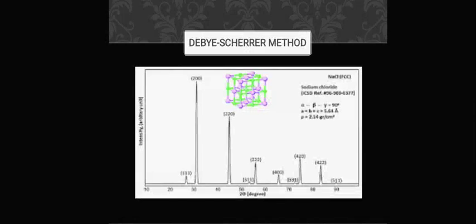Now we can calculate the particle size of the sodium chloride sample using this Debye-Scherrer method. Here we can see the XRD graph of the sodium chloride. In this you can observe that the HKL plane 200 is the highest peak. So we are considering that and measuring the particle size of sodium chloride.